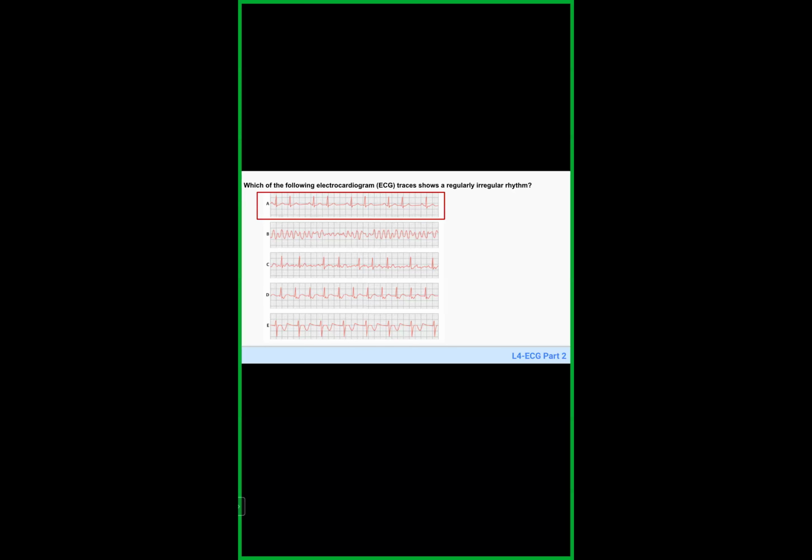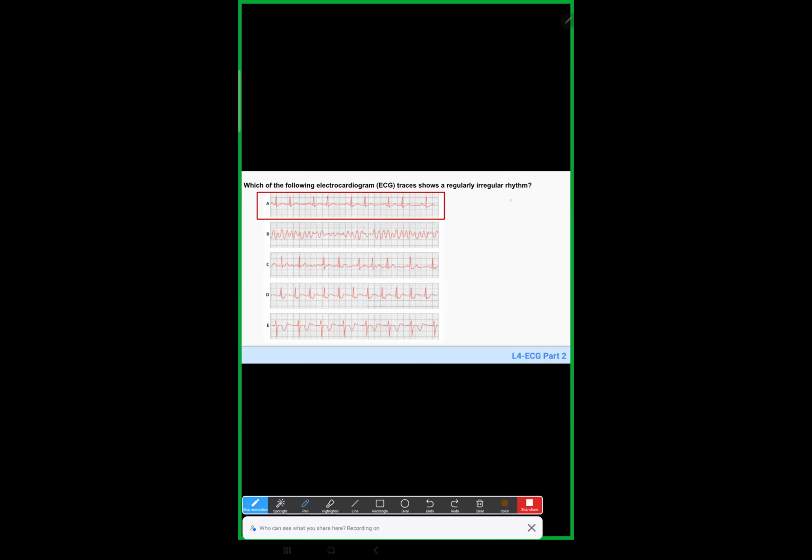It's kind of difficult in the beginning, but I'll try to explain it in a way that makes sense. So the first one, right? It's irregular, you can tell. The reason why it's irregular is because the distance between the RR waves is not the same. There's a short and a long distance between the RR waves. So we can determine that this is an irregular rhythm, right? But why is it regular? It's because there's a certain pattern to it.